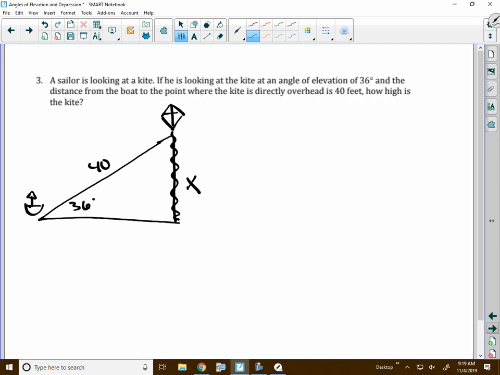Okay, the most important part is not my picture, it's the math. So let's go. Opposite is x. What's 40? Hypotenuse. Which trig function am I using? Sine. Okay. Sine of 36 equals opposite x over 40 hypotenuse. How am I going to solve for x? What do I do first?